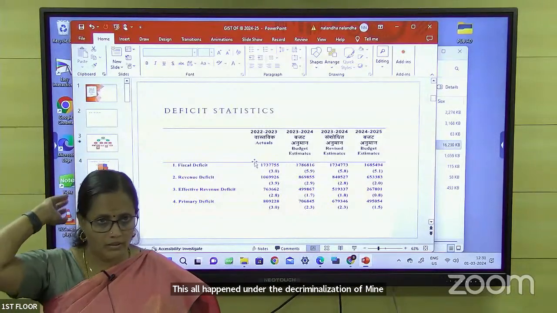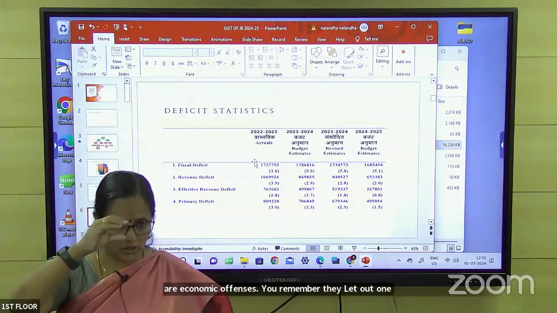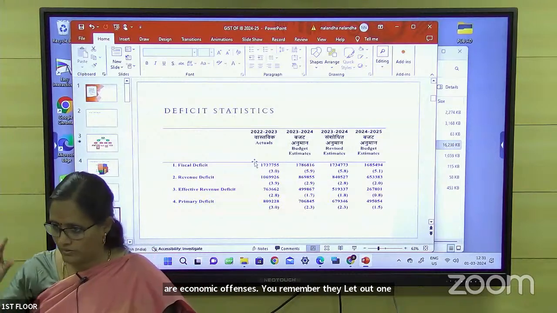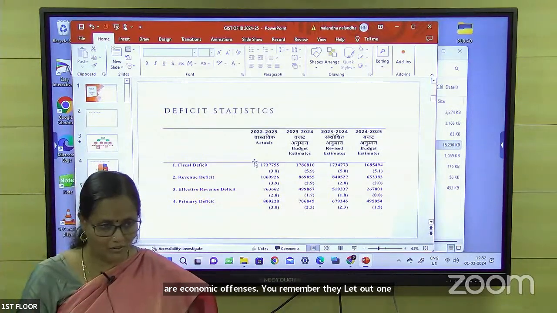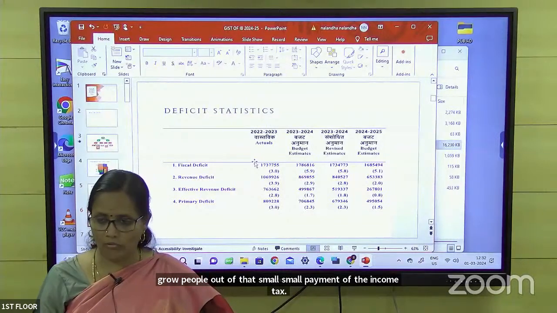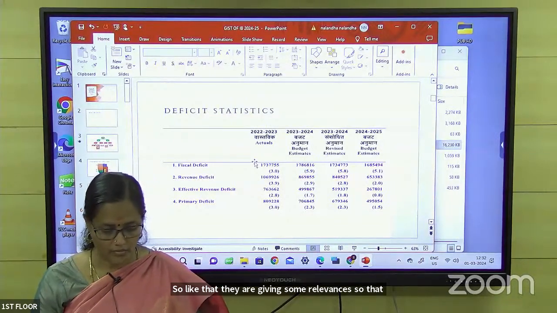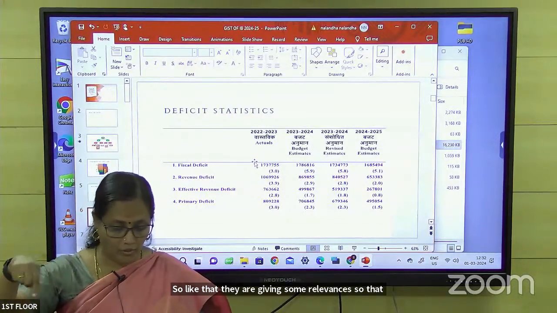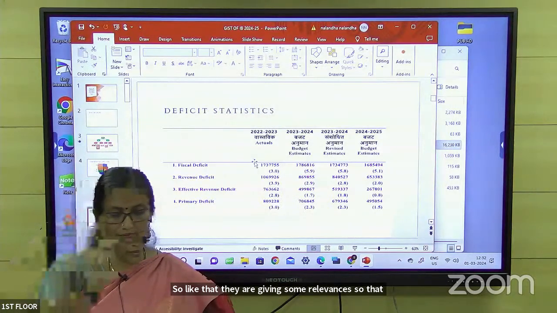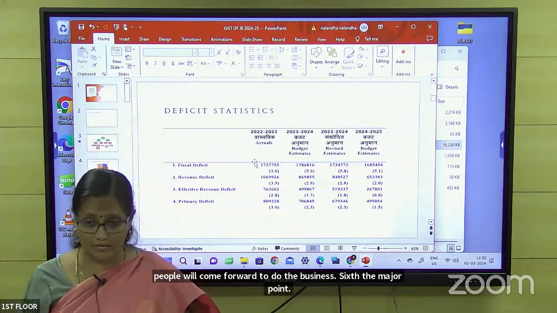You remember they let 1 crore people out of that small payment of income tax. Like that, they are giving some allowances so that people will come forward to do business. Sixth major point, drivers: promotion of MSMEs.